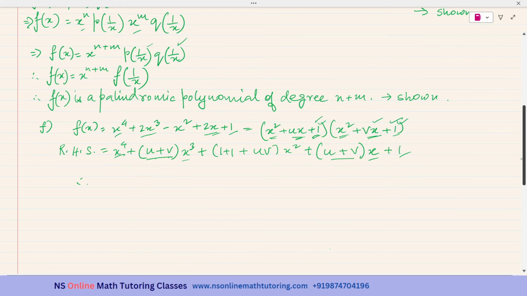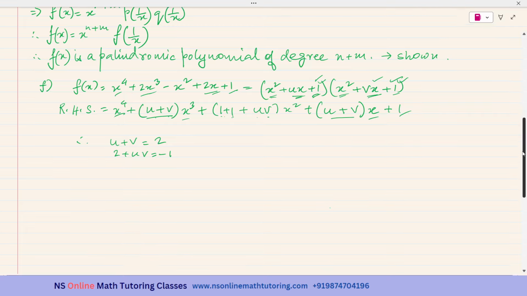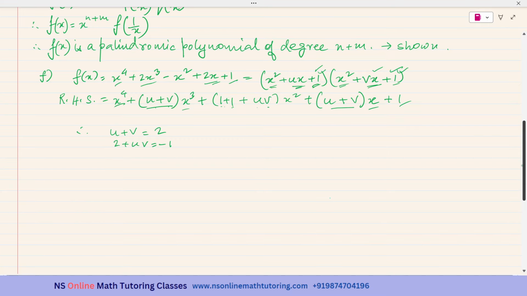Therefore, u plus v is equal to 2. And this is 1 plus 1 is 2 plus uv. This will be equal to minus 1. So 2 plus uv is equal to minus 1. We are having two equations, two unknowns, so we should be able to solve these.